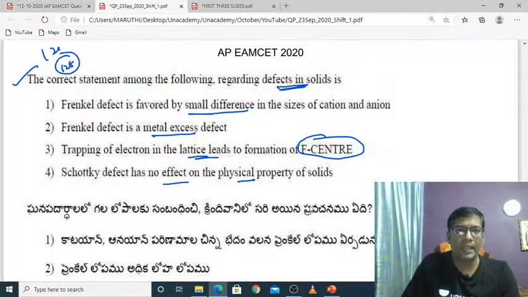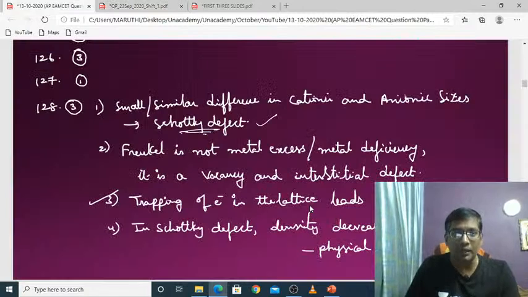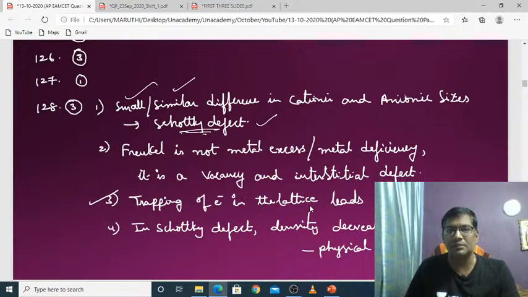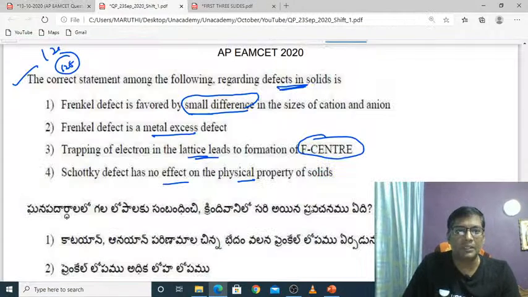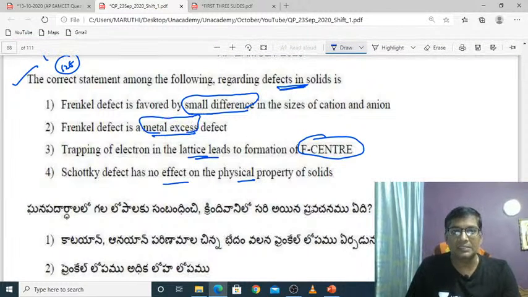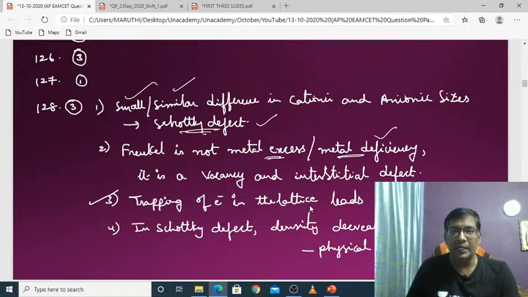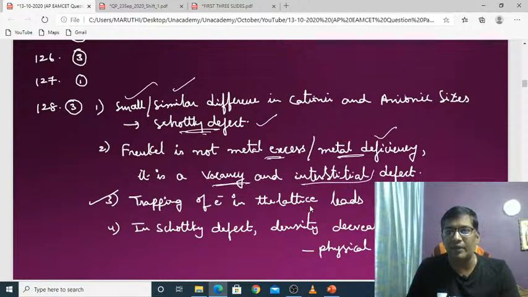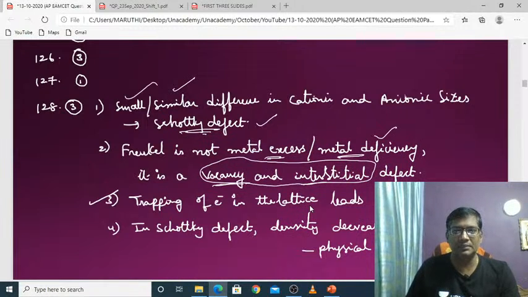Okay, so they have given that Frenkel defect is having a small difference. No, Schottky defect is having a small or similar difference. And the second one: Frenkel is not metal excess, it is metal deficiency, but they have given that Frenkel is metal excess. No, it is not correct. Frenkel is a metal deficiency defect. It contains both vacancy defect as well as interstitial defect. Okay, so it is a metal deficiency defect but not metal excess.